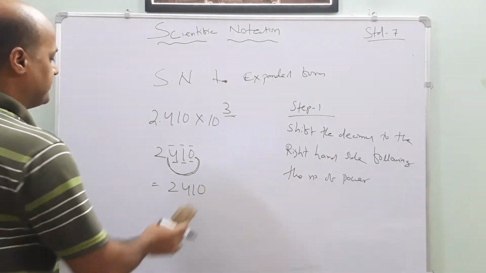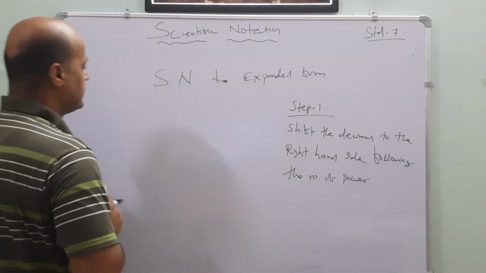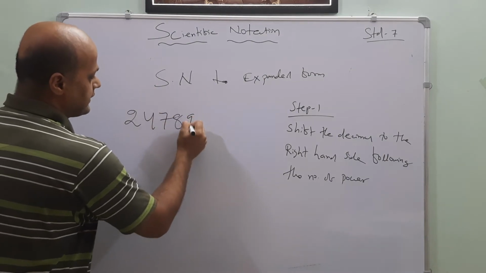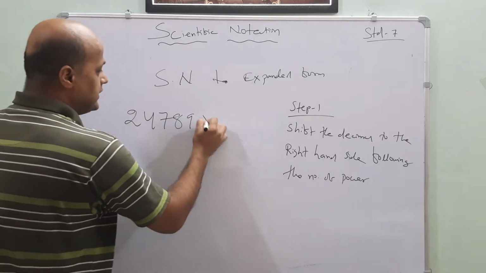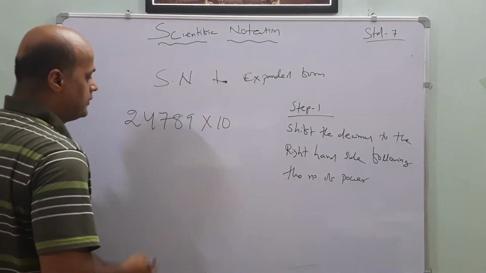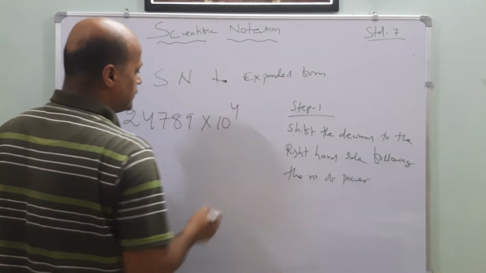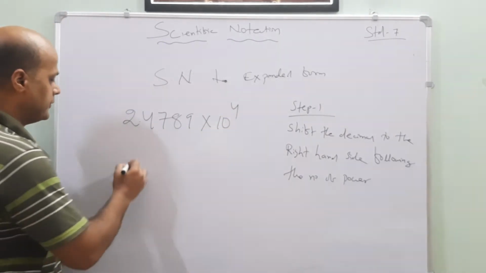Let's take another example. We have to follow these steps only. First one is 24789, which is 2.4789 into 10 to the power of 4. Now convert this scientific notation into expanded form.